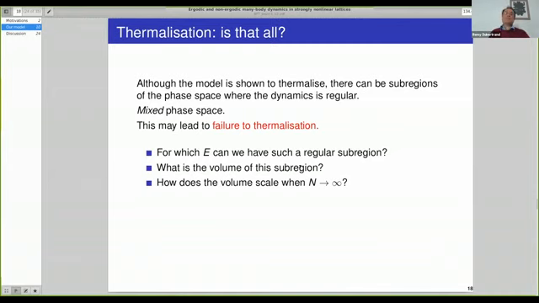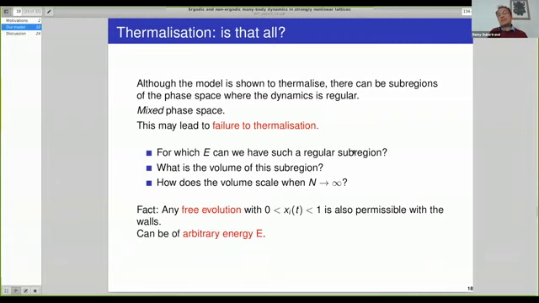Can we estimate the volume of this subregion and how this volume scales with the size of the chain, or the dimension of the phase space going to infinity? The first question is very easy to answer, because as we have a billiard boundary condition, if we have a solution of the free problem which does not touch the boundary, then it is also a valid solution for our billiard problem. So any free evolution which doesn't touch the wall will be a solution of our problem.